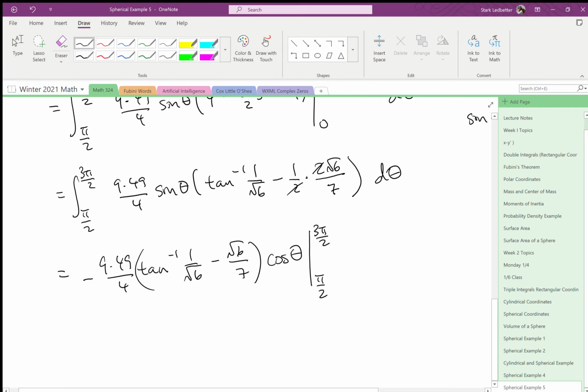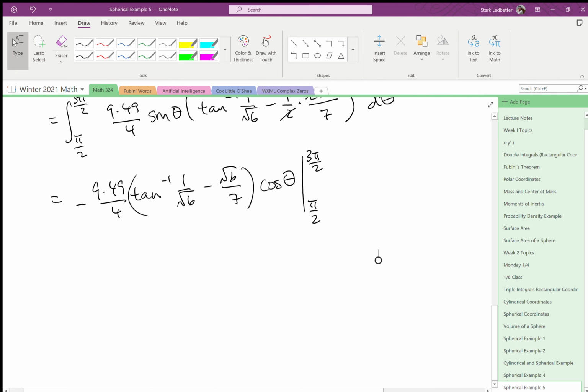Okay. Interesting. Cosine of 3 pi over 2 is 0, and cosine of pi over 2 is 0. So if I did this correctly, the answer is 0, which I don't know why. You guys aren't the only ones that do this. I do this too. If I get an answer of 0, I start wondering if I did this right.